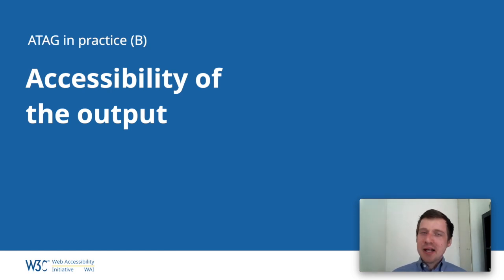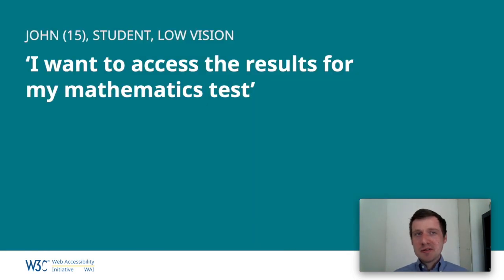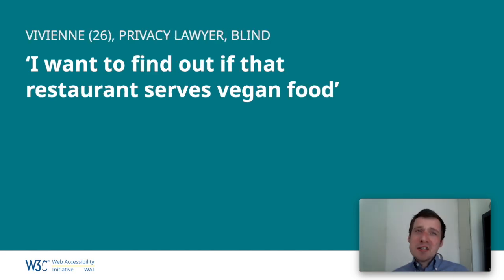But let's first, like with the A part, look at a number of different people that would benefit from good output. Maybe that's John, a student who has low vision, and he just wants to access the results for his mathematics test. Or let's look at Vivian, who is 26, a privacy lawyer. She's blind and she has to organize a business lunch with some of her associates.